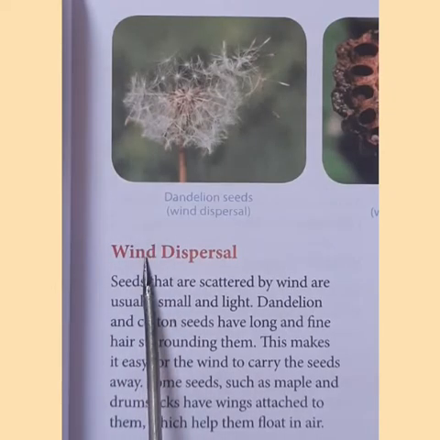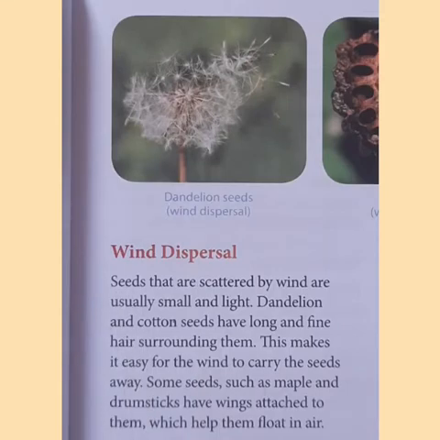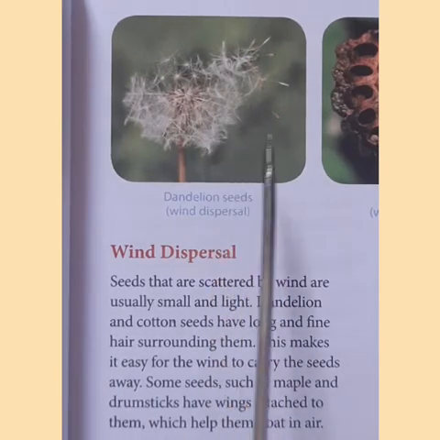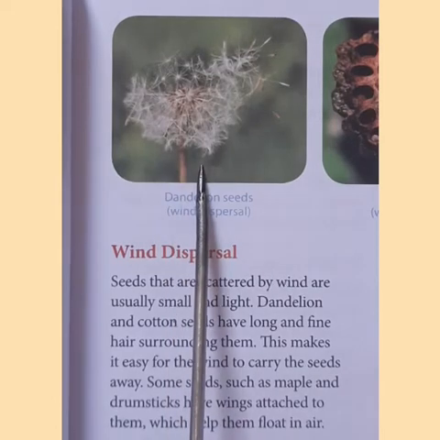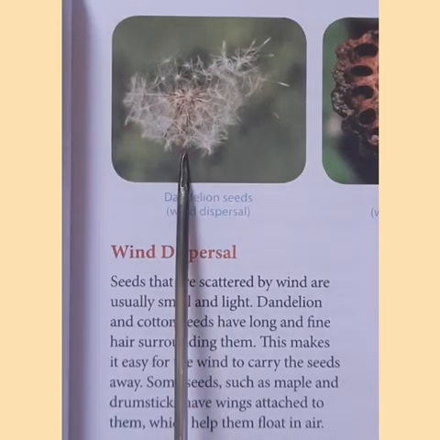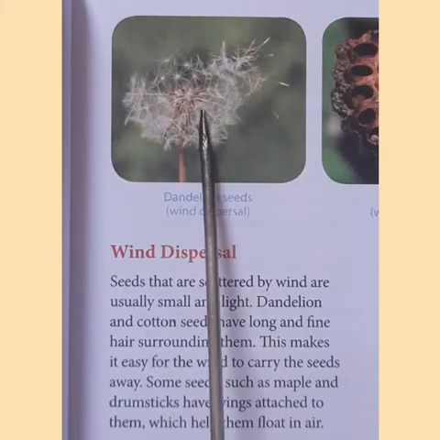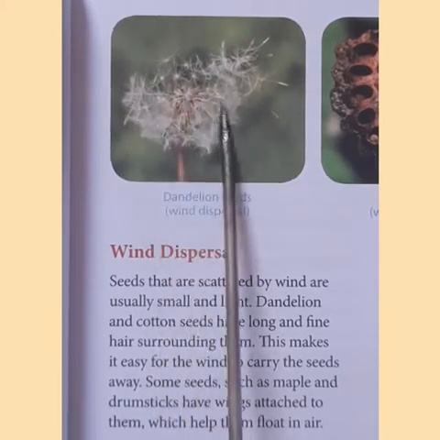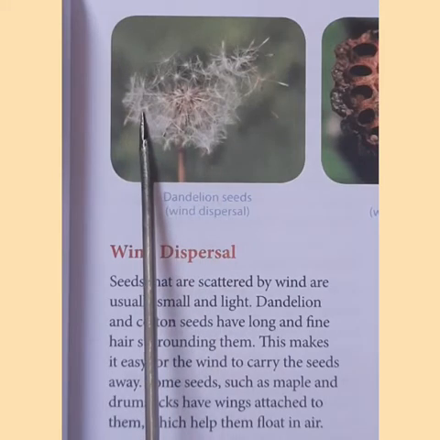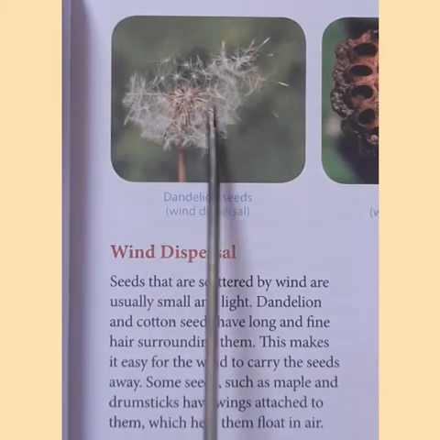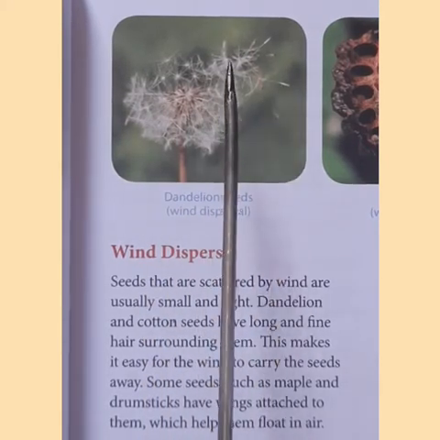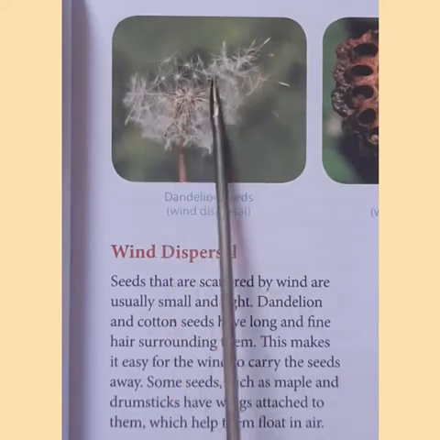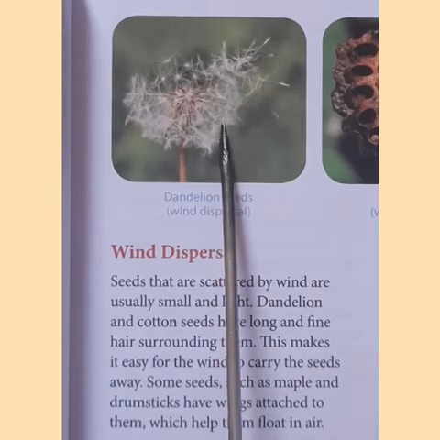Let us go through wind dispersal. Usually the seeds which are small and light are scattered by wind. For example, dandelion and cotton seeds have long and fine hair surrounding the seeds. Can you see the long, fine hair-like structure which surrounds the seeds? This makes it easy for the wind to carry the seeds far away from the parent plant.